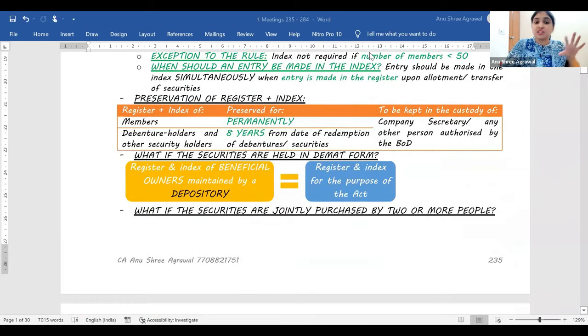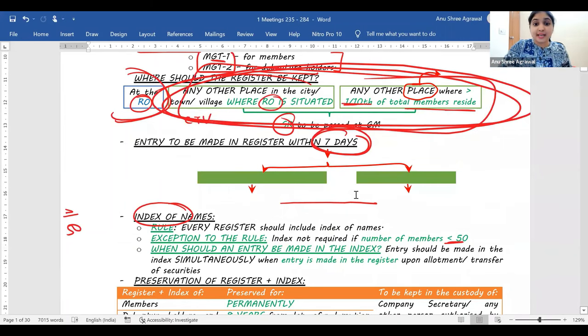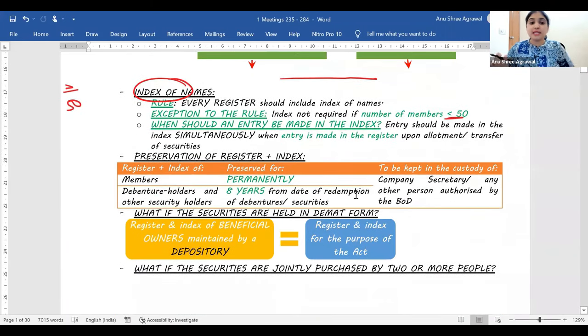Where will we keep this register? We can either keep this register at the registered office or in some other place, but in the same city, town or village where the registered office is situated, or any other place, some other city also, but in India, where more than 1/10 of the total members live. If I want to keep the register in these two places, then I need a special resolution. Then we learned that in case I have 50 or more than 50 members, then we also need an index, right?